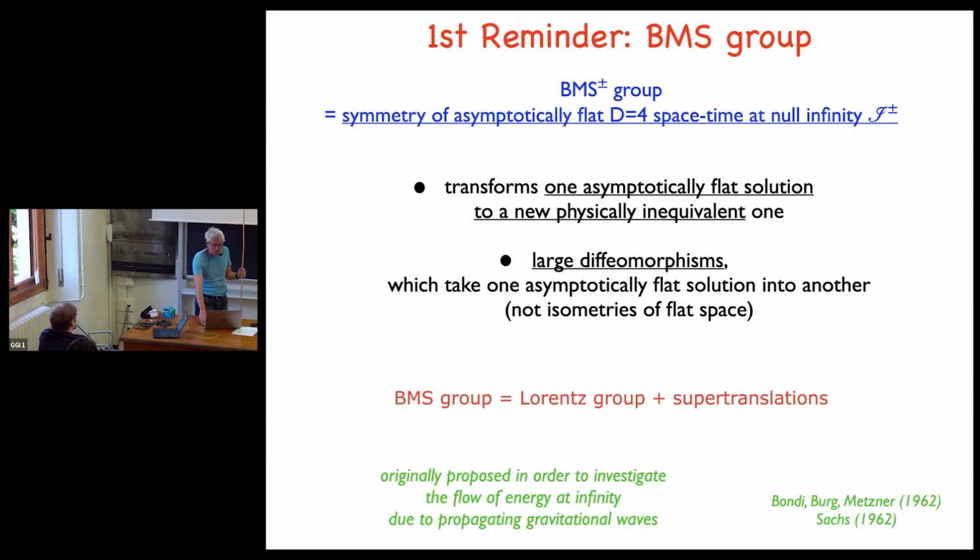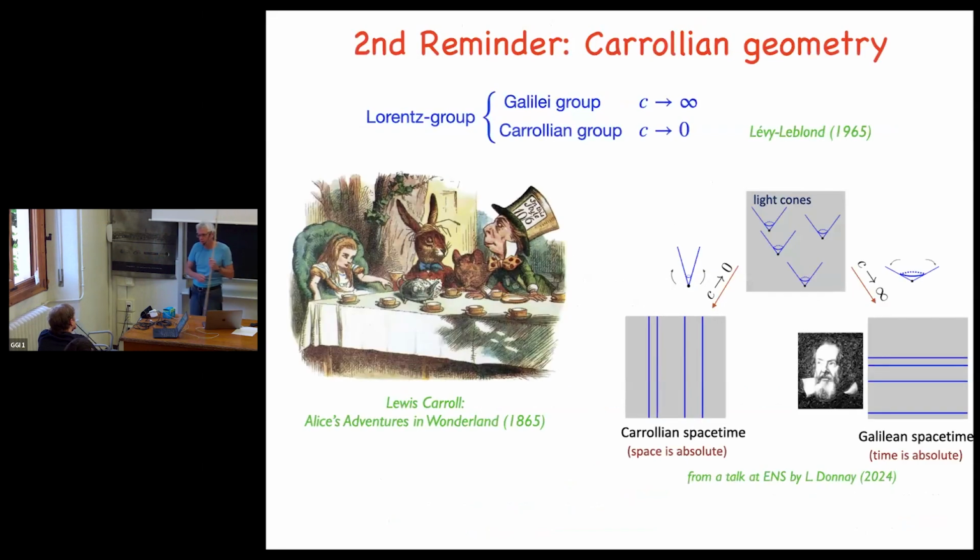Now let me come to my second reminder, which is: what is Carrollian geometry? Very briefly, of course, we all know that when we take the Lorentz group and let c go to infinity, we get the Galilei group. We have our light cones, and c going to infinity means that the light cone is being stretched, and then time is absolute. So that's where we are here. That's also a reference to the Galileo Galilei Institute.